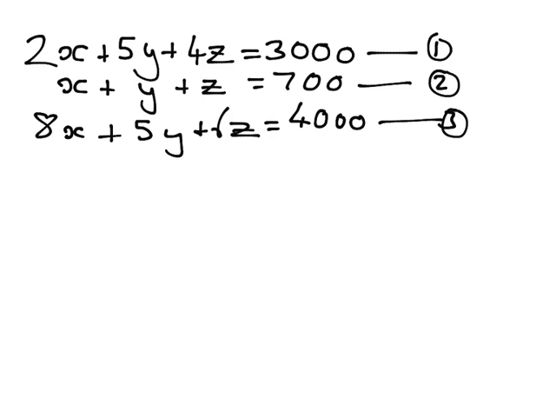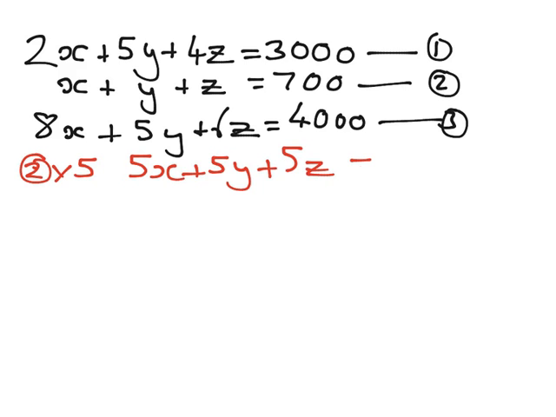So the first thing I'm going to do is to eliminate one of the variables from these three equations, and it looks like I've got the same number of y's in two of the equations, so I'm going to make it so I've got 5 y's in equation 2 as well. So I'm going to do equation 2 multiplied by 5, so I get 5x plus 5y plus 5z equals 3,500. I'm going to call that equation 4.